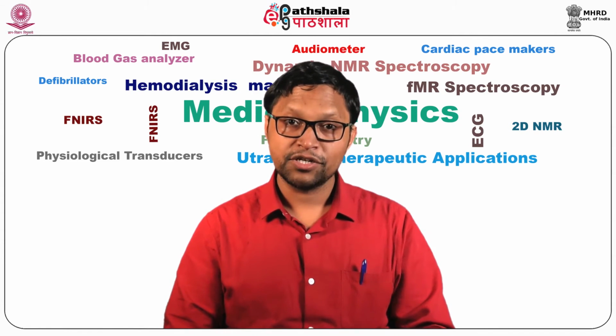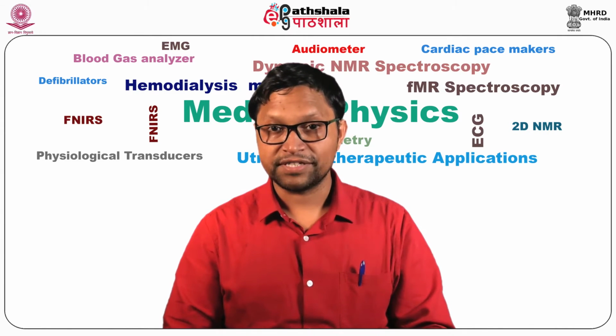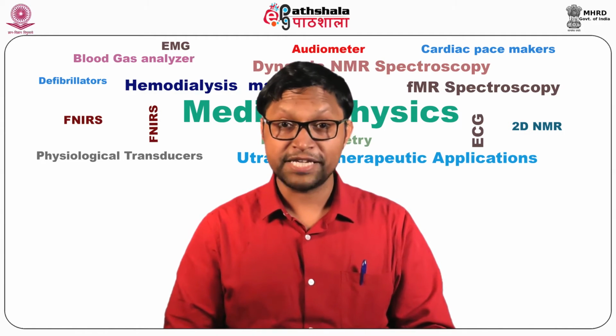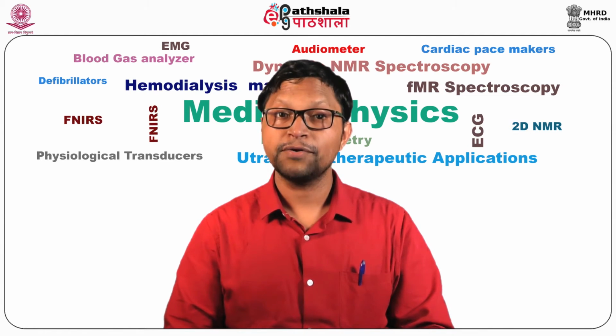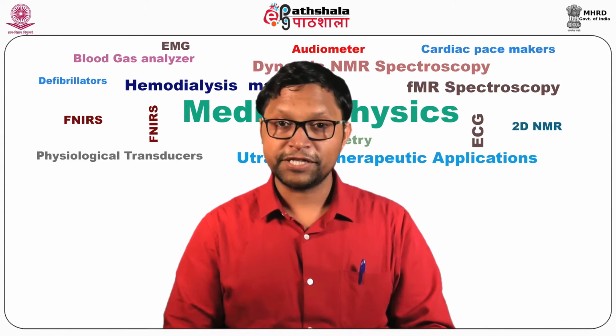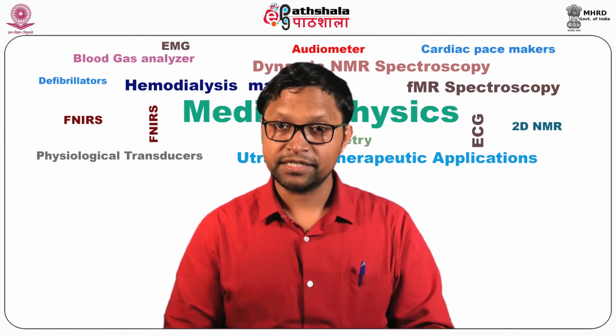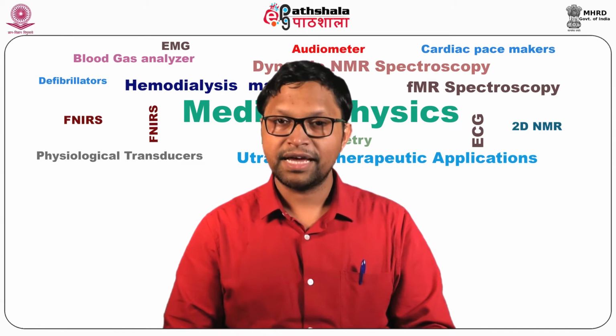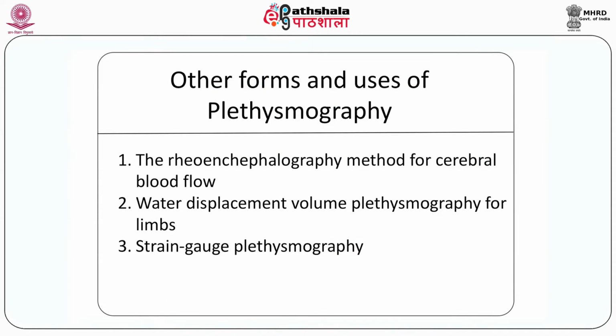This is called rheoencephalography. The electrode placement uses 10-20 system of electrode placement. Another form of plethysmography uses air-water displacement as measure of volume changes in limbs.